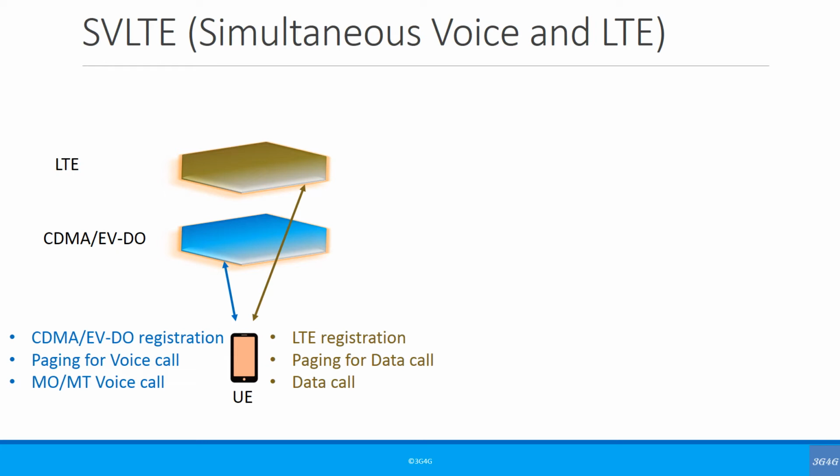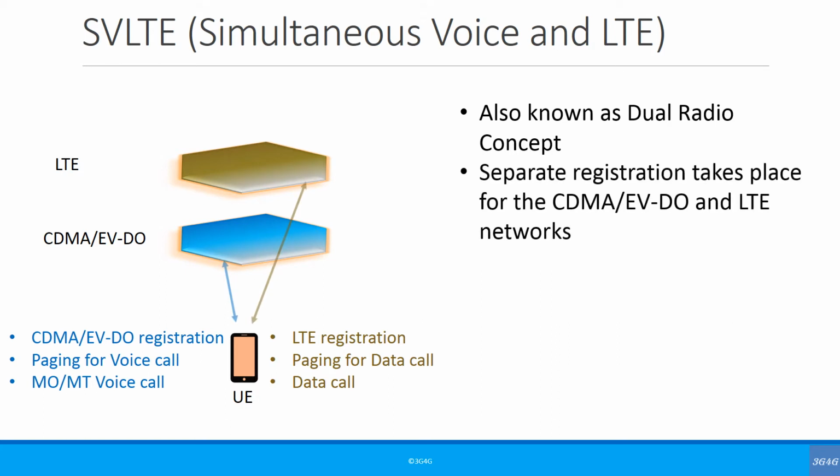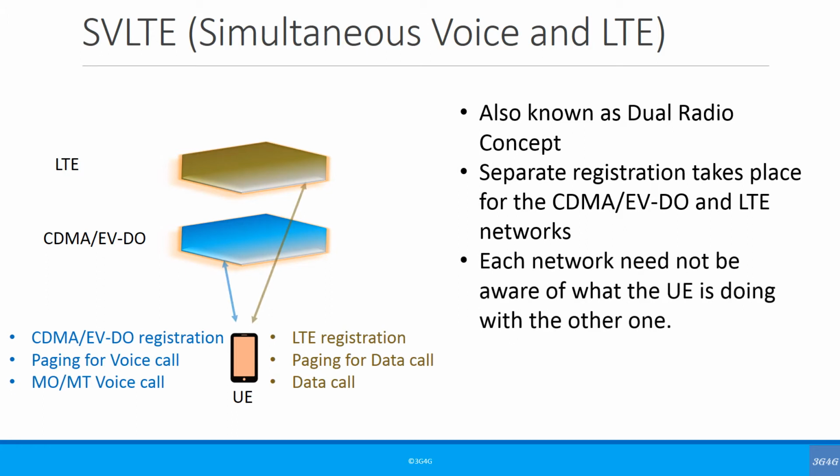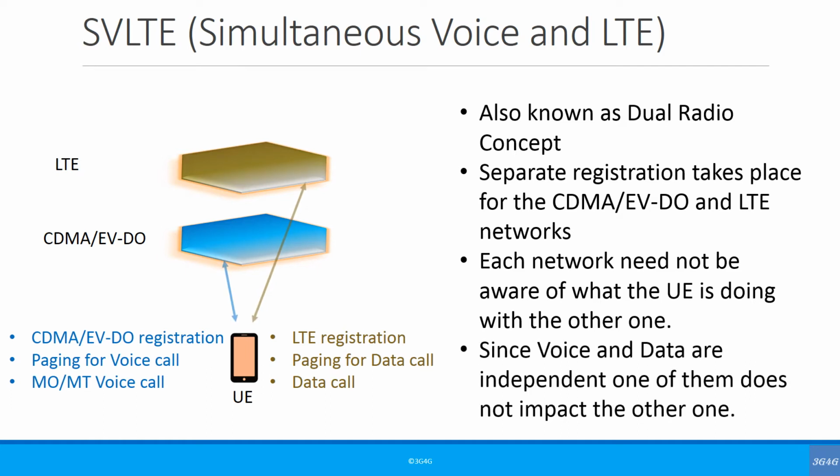And one of these solutions was called SVLTE, Simultaneous Voice and LTE. So in this, there were two radios. The UE would simultaneously connect to the 3G network, which is the CDMA or EVDO, and it would also connect to the LTE. So this was known as the dual radio concept, and separate registration takes place for the CDMA EVDO and the LTE networks. Each network need not be aware of what the UE is doing with the other one. Now since voice and data are independent, one of them does not impact the other one.